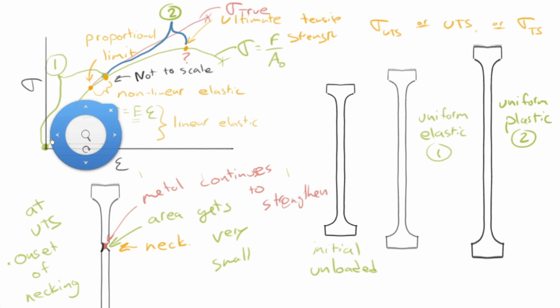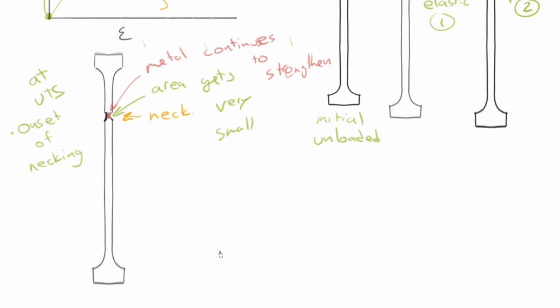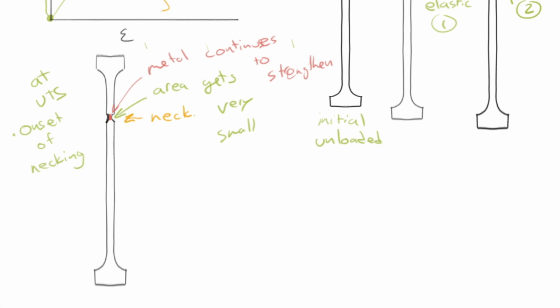So, to finally just give you the last little bit of terminology, this type of deformation here, the necking, is referred to as localized plastic deformation.